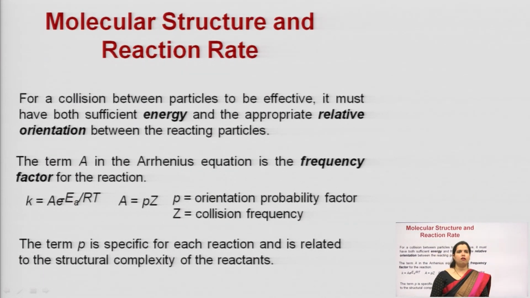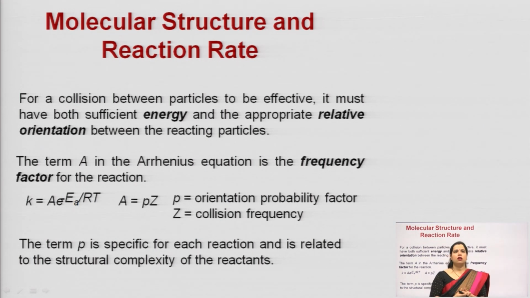Molecular structure and reaction rate. For a collision between particles to be effective, it must have both sufficient energy and the appropriate relative orientation between the reactive particles. There must be an effective collision to give the desired product. So, they must have sufficient energy as well as the appropriate configuration for interaction of the reacting particles.